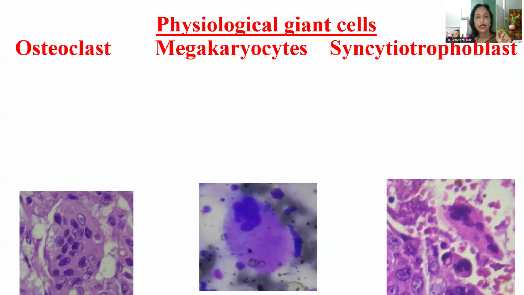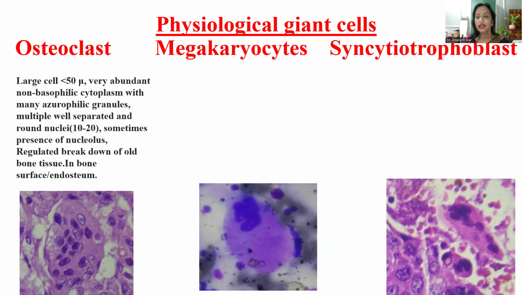Like you all know, physiological giant cells are those which are present normally in healthy individuals. These are osteoclasts, megakaryocytes, and syncytiotrophoblasts. The osteoclasts are present on the bone surface or in the endosteum. These are large cells of around 50 micron in diameter, have very abundant non-basophilic cytoplasm with azurophilic granules, and they contain around 10 to 20 well-separated nuclei, vesicular in nature. The function of these cells is the regulated breakdown or destruction of the old bony tissue.